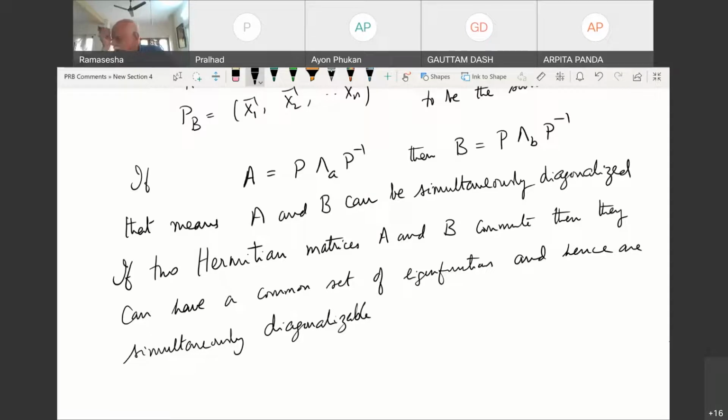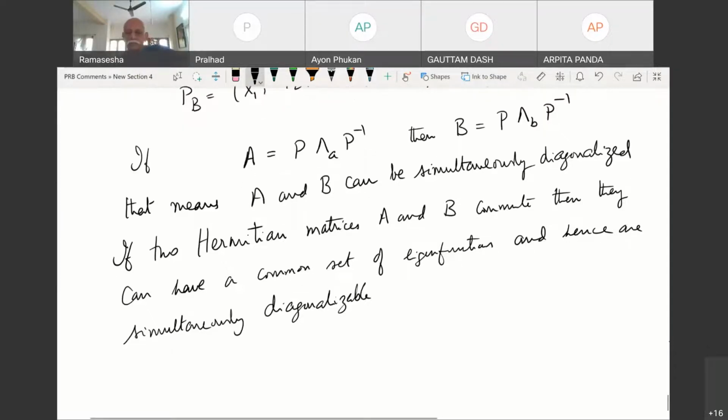By the way, have you people done measurement of the process in quantum mechanics? The very basics, yeah, measurement of a component kind of thing.